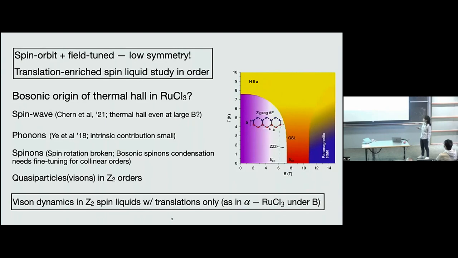Yeah, for simplicity, we assume it might be a Z2 spin liquid, since the specific heat measurement also indicates a gapped state in ruthenium trichloride. So next I'll first discuss the translation-enriched Z2 spin liquid and its implication on the vison dynamics and the thermal Hall effects in alpha ruthenium trichloride.